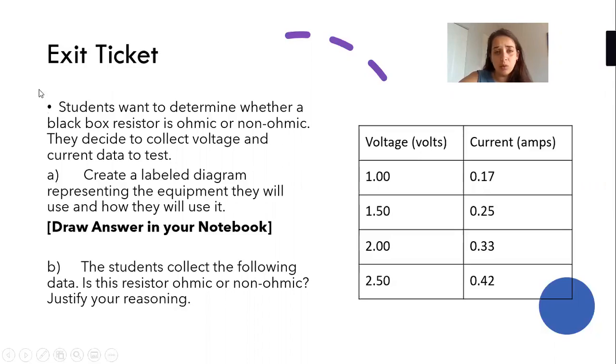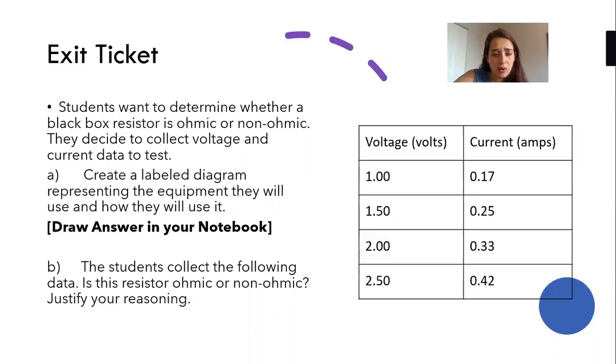So you're being asked here that a student wants to determine whether a black box, whether a resistor is ohmic or non-ohmic. They decide to collect voltage and current data to test it. So you're asked, create a labeled diagram representing the equipment they will use and how they will use it. Meaning, what equipment do you need to measure voltage and what equipment do you need to measure current? Right, we talked about that yesterday, so you can also refer back to your notes to see.